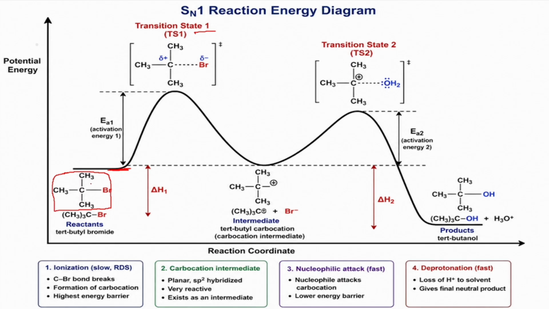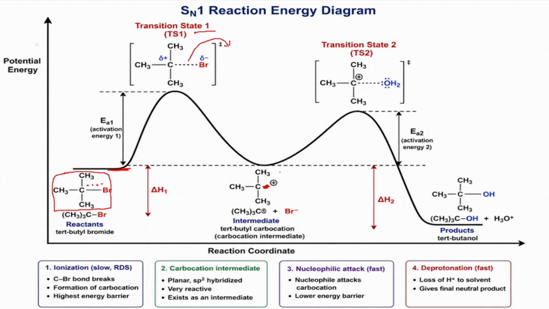What is happening first? The bond between alkyl group and bromine is breaking. Bond between carbon and halogen is breaking. After the bromine moves away, the carbocation intermediate is formed. Right? Now, compared to the transition state, the intermediate energy is less. That means the stability of the intermediate is more when compared to the transition state.